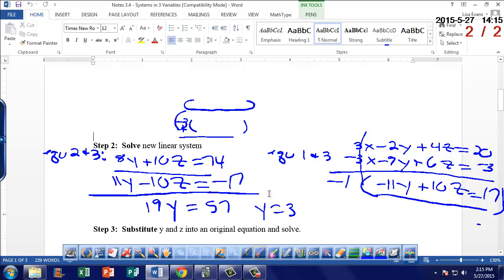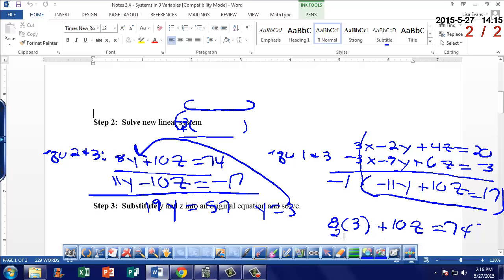Now we just go ahead and start substituting. So I'm going to take my 2 variable system and substitute y into the top equation. That way I'll be able to find z. So I get 8 times 3 plus 10z equals 74. So I get 24 plus 10z equals 74. Subtract 24 from both sides. 10z equals 50, and z is 5.